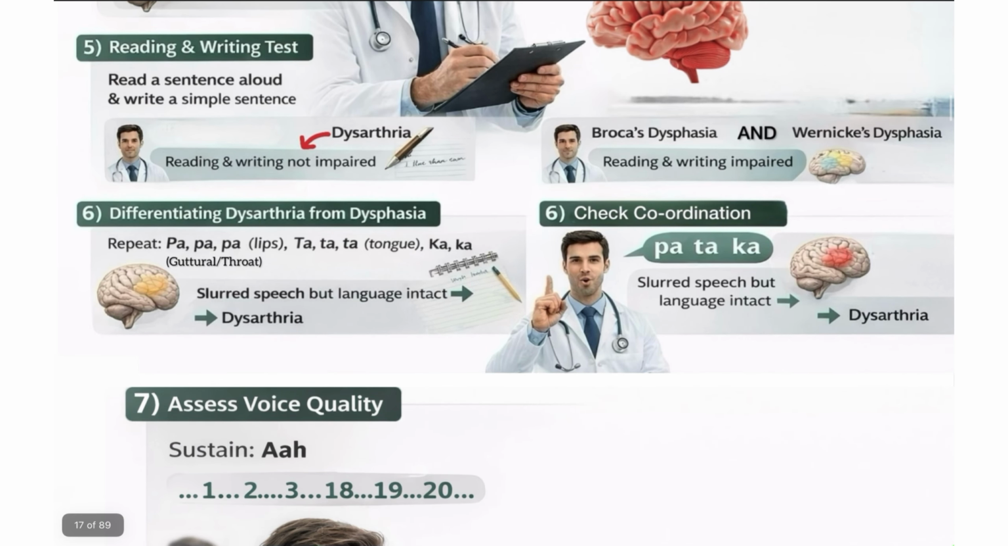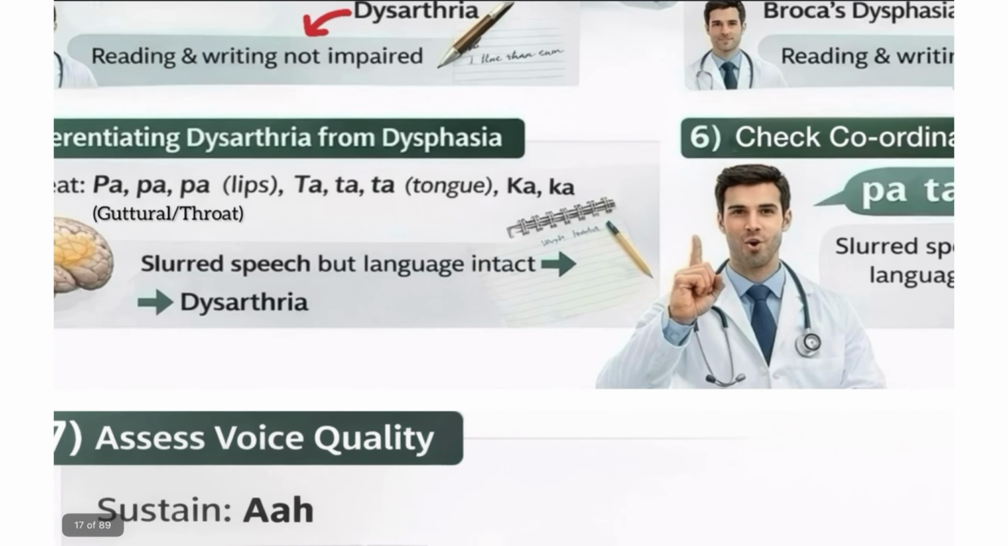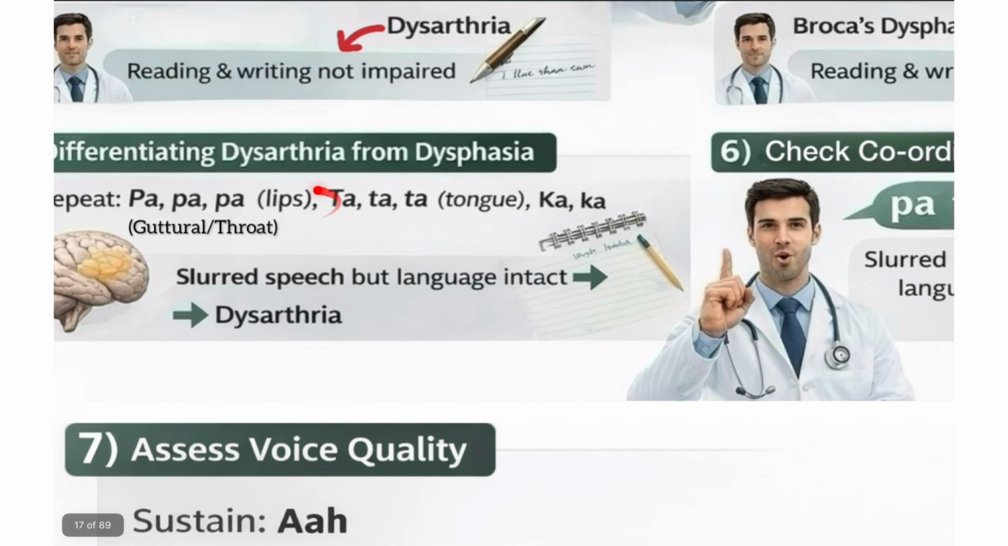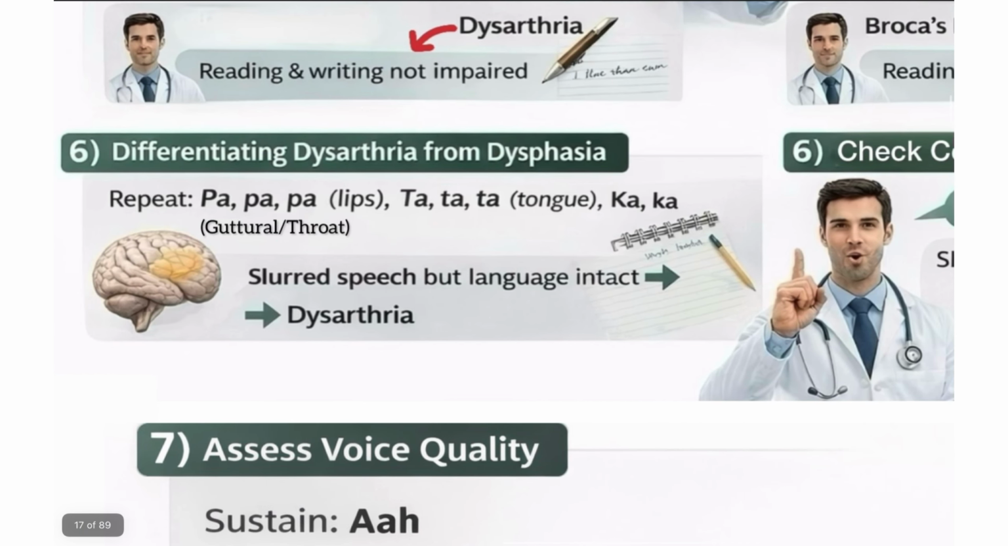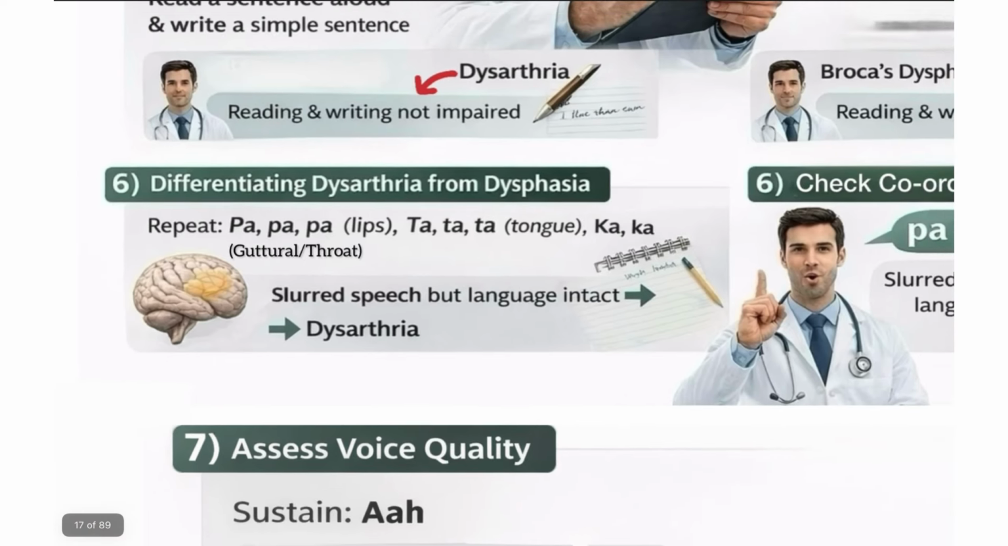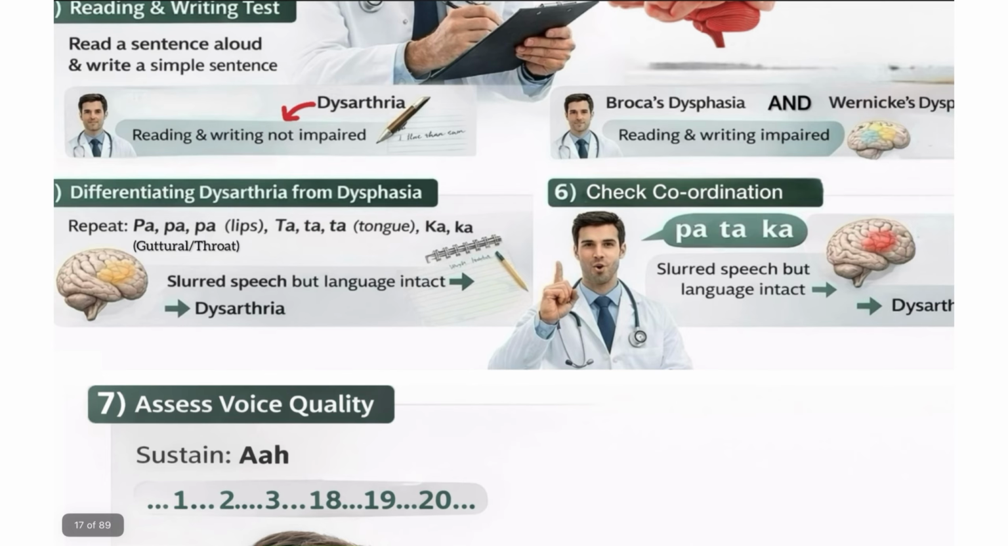Then differentiate between dysarthria and dysphasia. Ask the patient to repeat pa pa pa. Here you need to check the organ of phonation, the lips. Ta ta ta checks the function of the tongue. Ka ka ka checks the function of the throat or guttural. If the patient has slurred speech but language is intact, your final diagnosis is dysarthria. But if the patient has fluent language but it is meaningless, then it can be dysphasia.